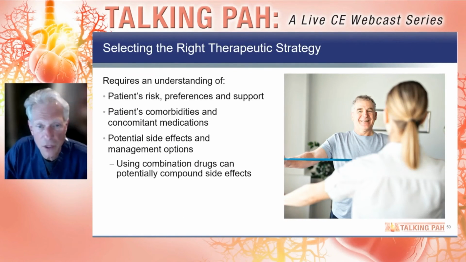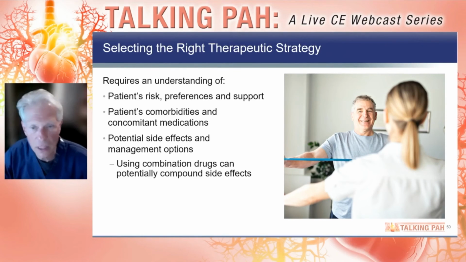So kind of finishing up here, I think importantly, and I hope we've gotten the point across, that thinking about the right therapeutic strategy is key to getting our patients doing better and living longer. And it really requires us looking at a patient's risk factors, their preferences, and their support systems, because these can be complicated therapies. We also have to take into account any comorbidities as well as concomitant medications.